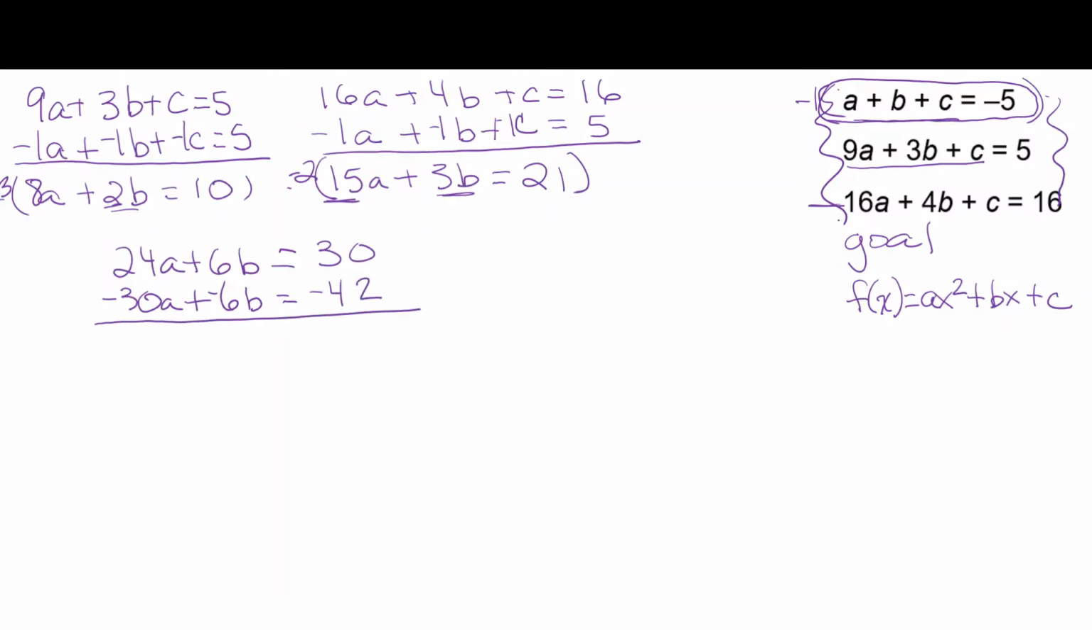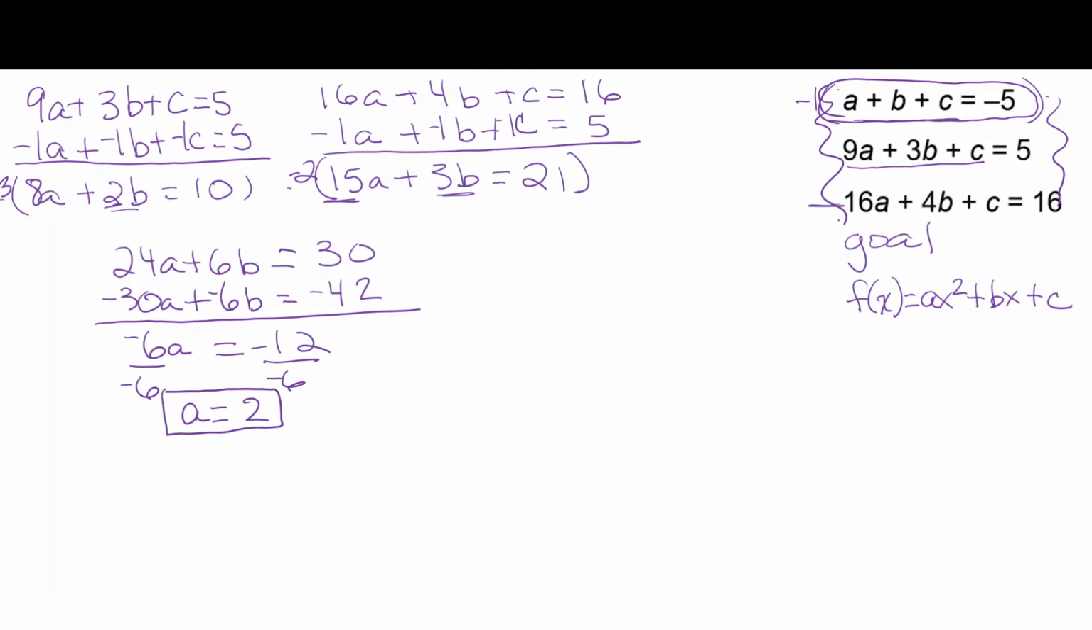Okay. So now we can add these together. 24 plus a -30 is a -6a. 6b minus 6b is 0, so we'll just put nothing there. And 30 plus a -42 is a -12. So we divide both sides by -6, and we have a equals 2. Okay, there's one of our variables.